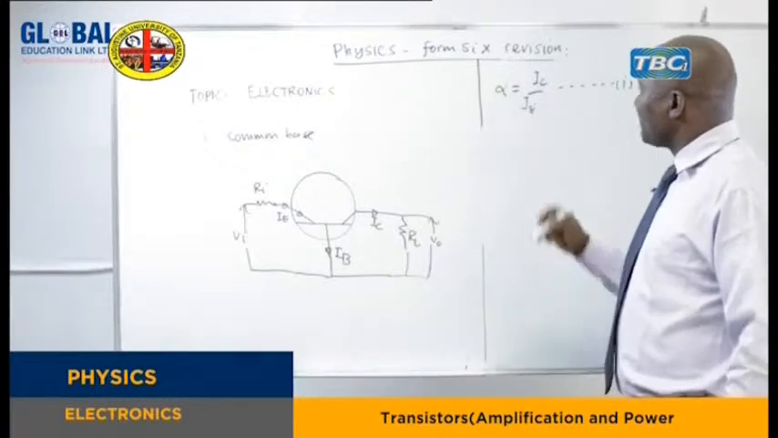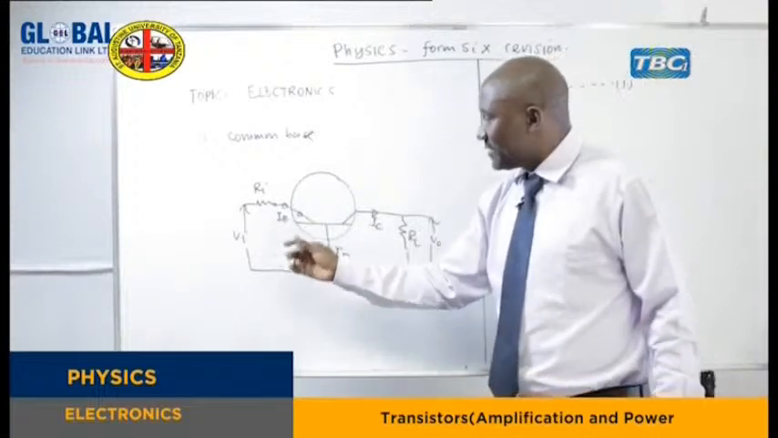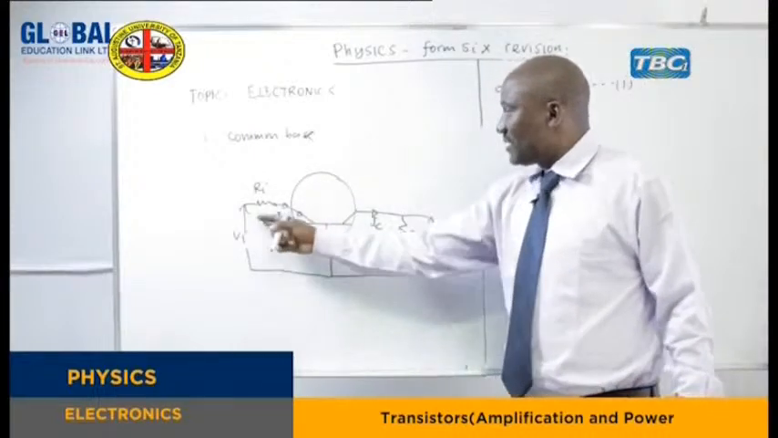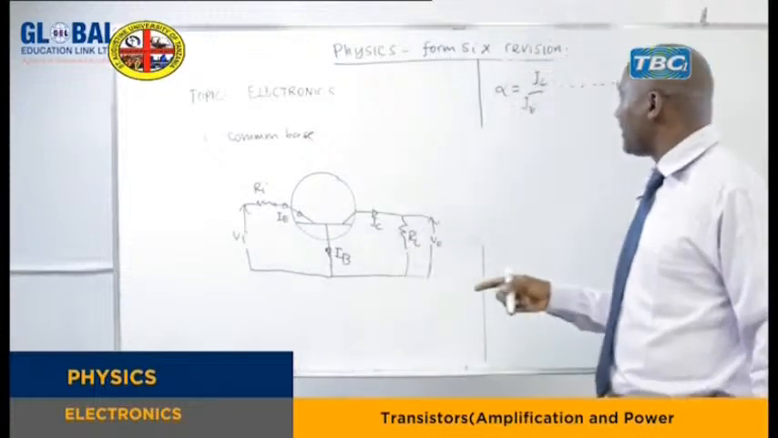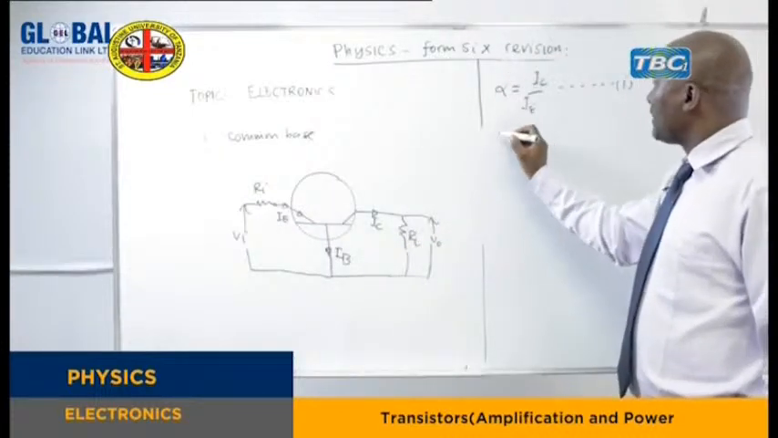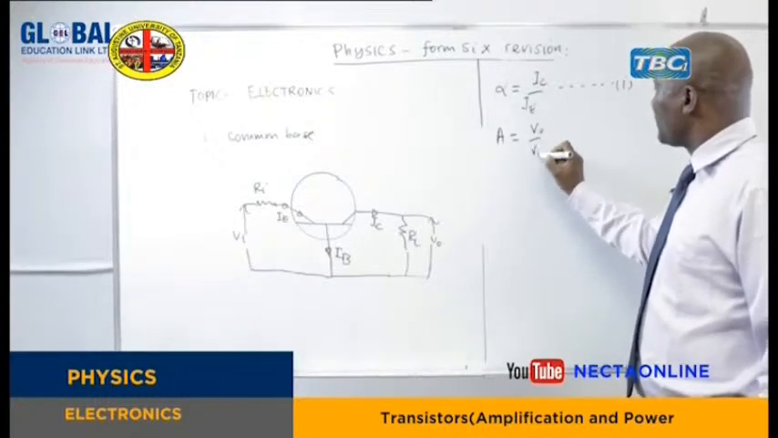Then this is how you can find the current gain: the output current over the input current. We say this is the input circuit and the output circuit. Our input current here is the emitter current and the output is the collector current. From there you can talk of the voltage gain, which equals the output voltage over the input voltage.